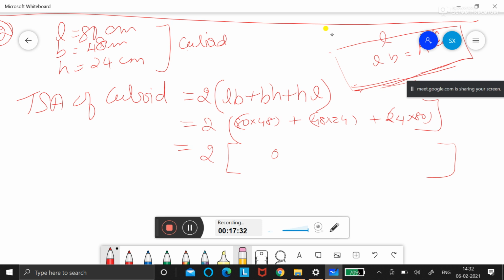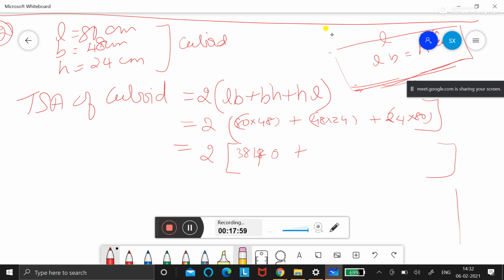So 8 into 48, 8 8s are 48... 8 8s are 64. 8 8s are 64. 6, 32, 6. Correct. 3840 plus 48 into 24.